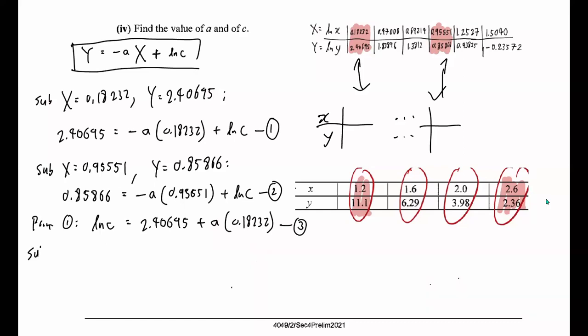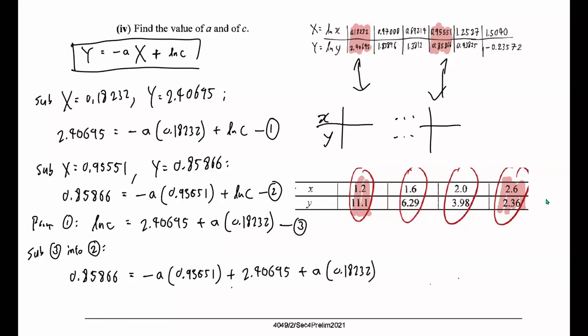I'll sub 3 into 2. So notice that I didn't make C the subject. I made ln C the subject because it's convenient. Okay? So therefore, I'll get this plus ln C, which is equation 3. Are you following so far?